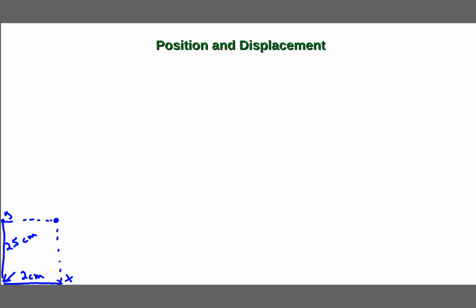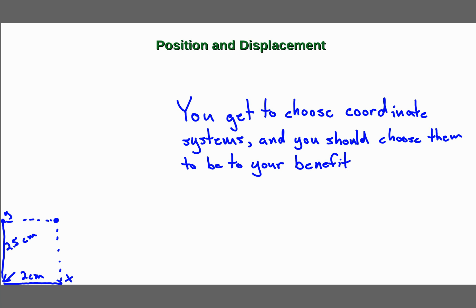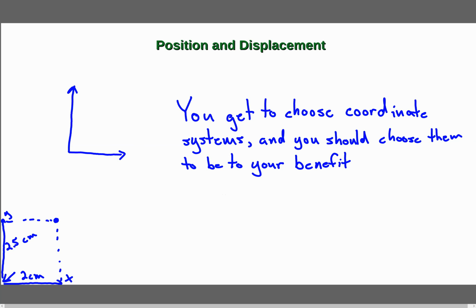And this brings me to perhaps the most important thing for you to remember from this lecture. You get to choose coordinate systems, and you should choose them to be to your benefit. What does this mean? Well, remember that when I choose a coordinate system, I choose a number of dimensions appropriate to the number of dimensions I'm working in.